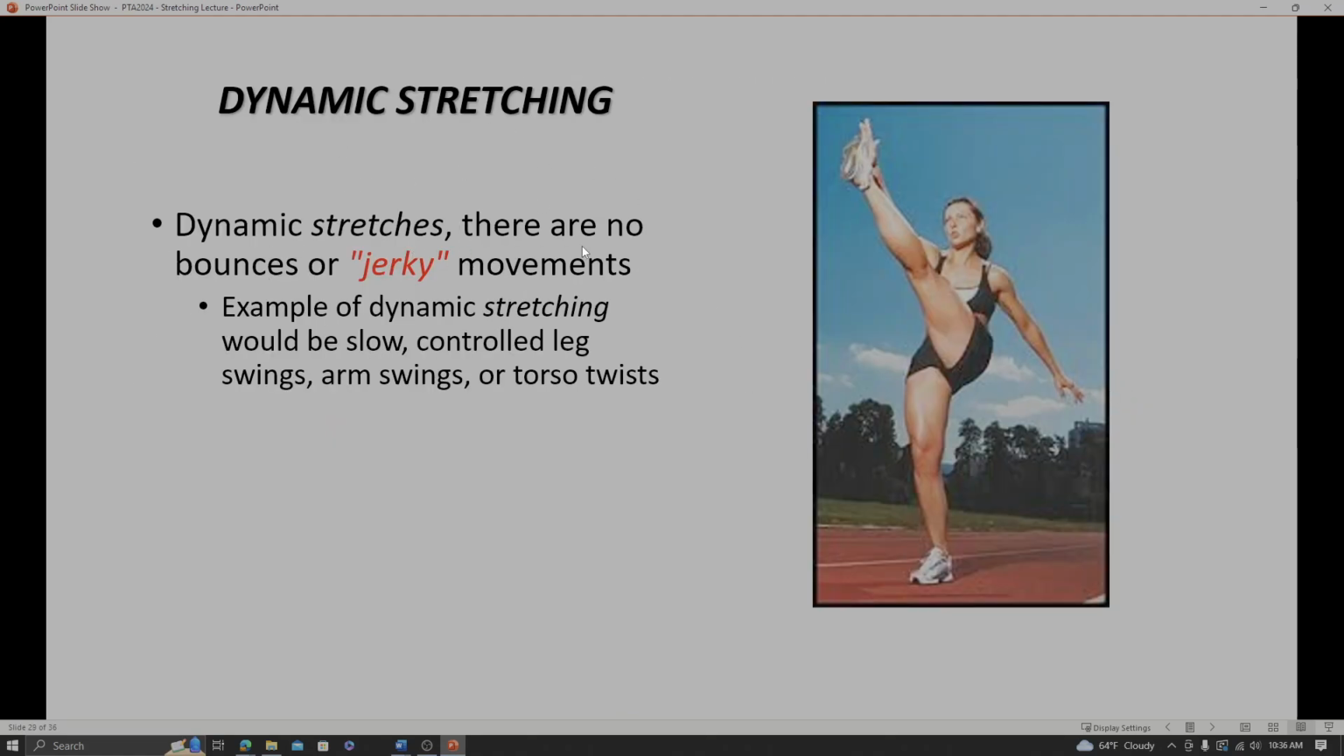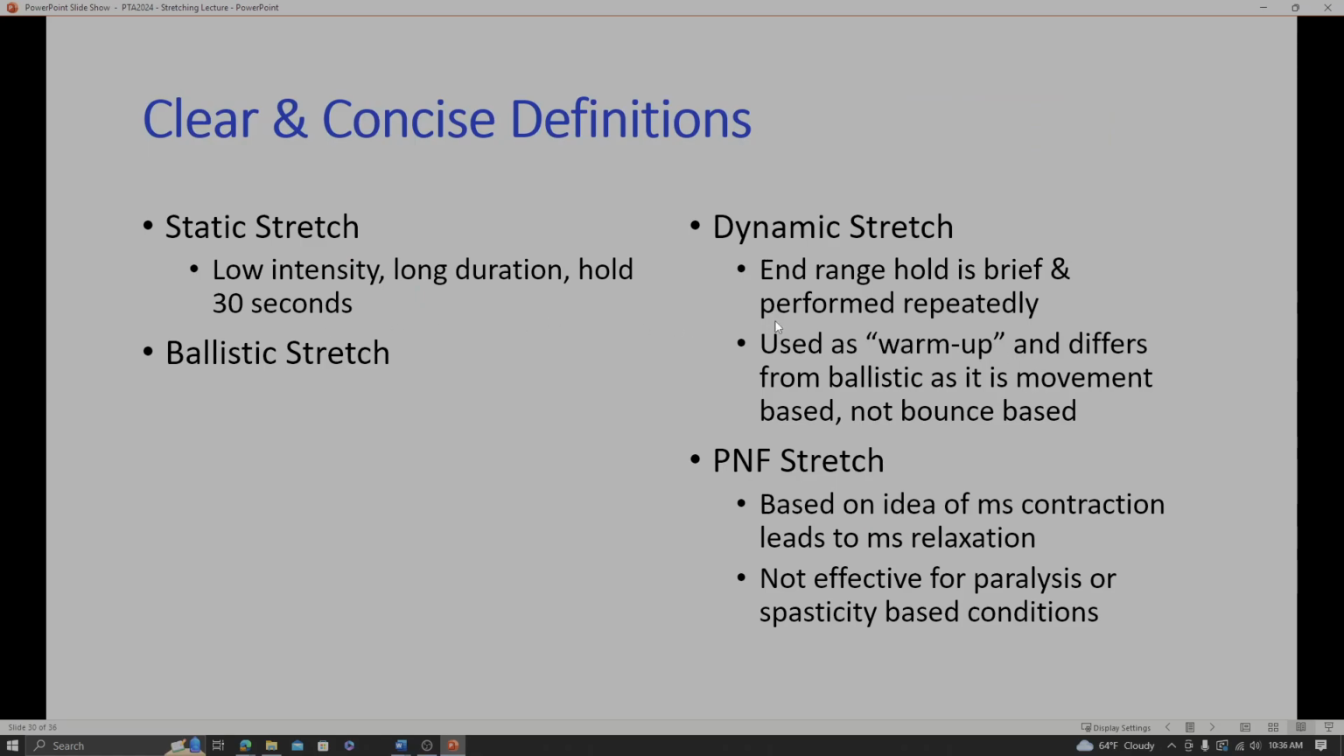Dynamic stretches, there's no bounces or jerky motions. That would be more ballistic stretching, where you have shaking motions, jerky motions. Dynamic stretches are slow, controlled movements, but there's no static hold at the end. You just elicit the movement, and then you come back out of the movement with a fairly slow and controlled cadence, tempo. So there's static stretching, low intensity, long duration hold for 30 seconds. Dynamic stretch, the end range hold is brief, and we use this as a warm-up period, but there's really no long hold at either end. You're just doing it with intention, with purpose.